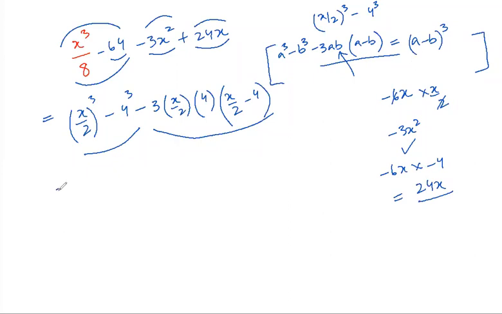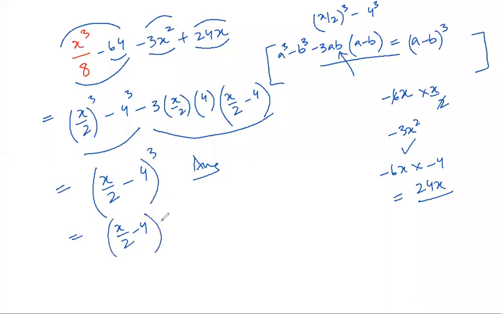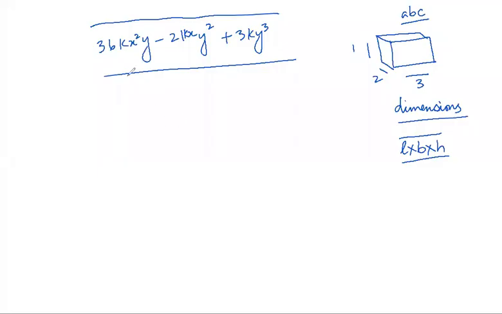We're sure. So what is a? A is x by 2. And what is b? B is 4. So we have factorized it. How? So it's x by 2 minus 4 into x by 2 minus 4 into x by 2 minus 4. Yes, students. Now he says this is the expression, and he can also say factorize this expression.